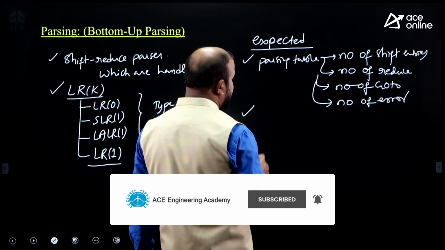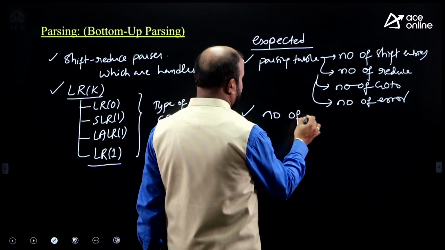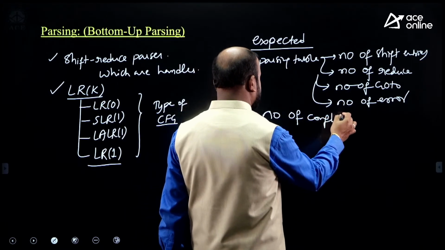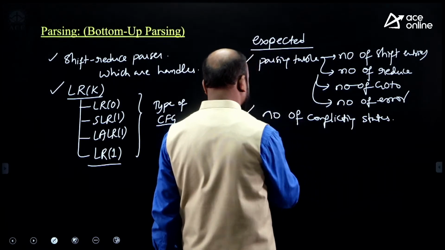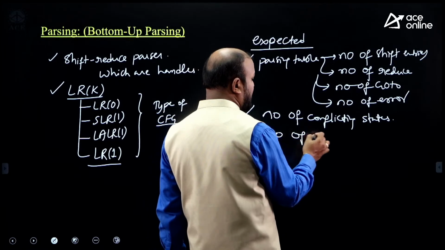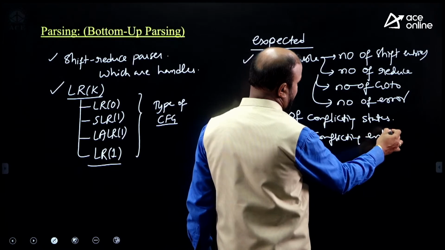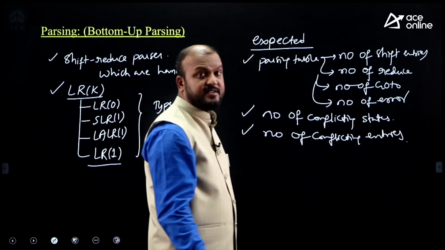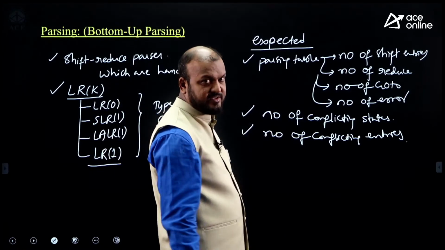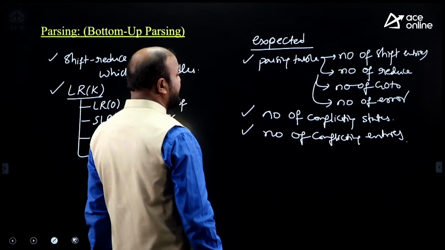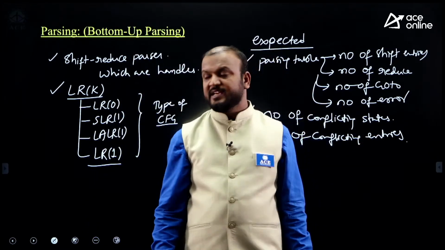And questions were not asked on the number of conflicting states. So there is scope for asking questions on the number of conflicting states and the number of conflicting entries. These are the possible types of questions from the LR parsers, from the LR family. Okay, these are the questions that were asked, and these are the questions that are possible to be expected.